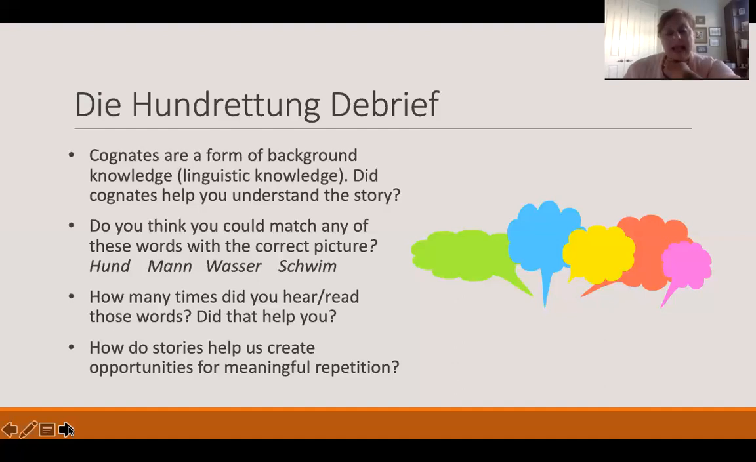If I showed you, and notice I'm not asking you to say the word. Right now, all I'm trying to do is reinforce the idea that you're learning the meanings of these new words, which is part of the learning process. It's not the whole thing, but it's the beginning of learning new words. So think for a moment, how many times do you think you heard or read those words? And did that kind of repetition help you understand the meanings of the new words?